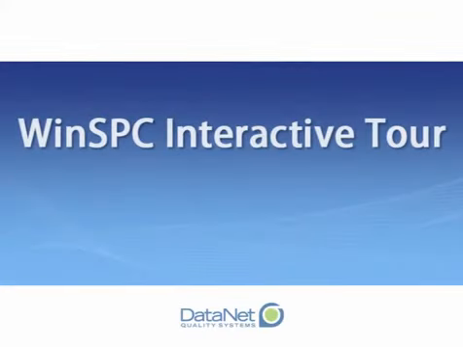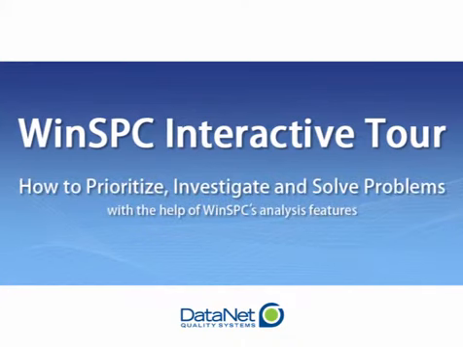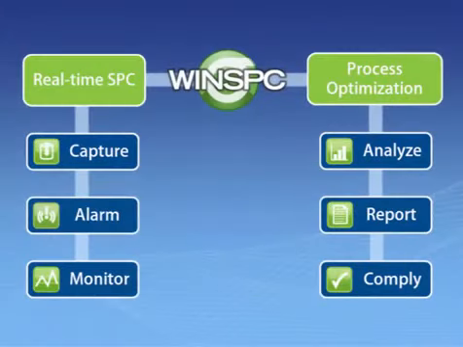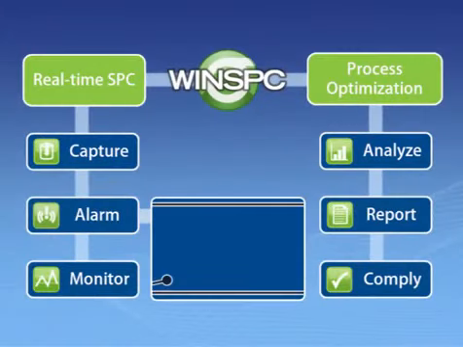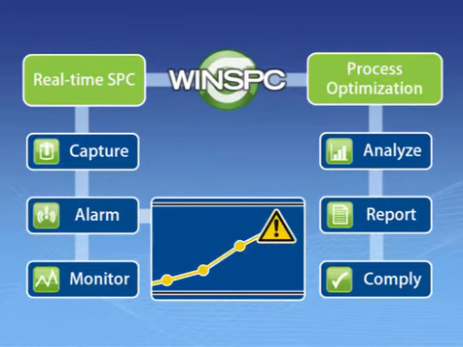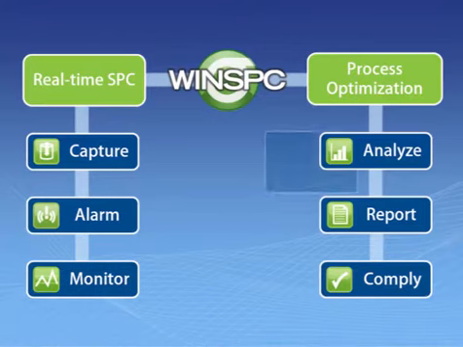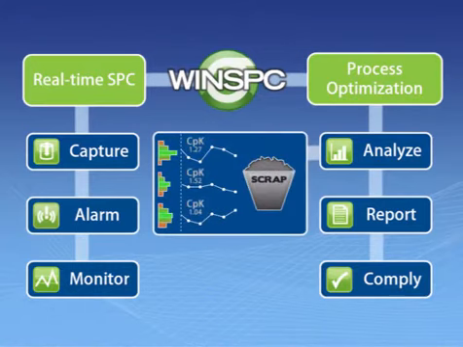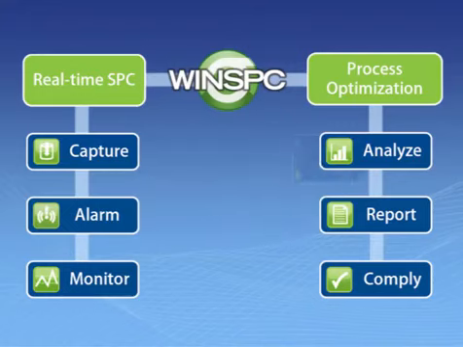Welcome to the WinSPC interactive presentation on how to prioritize, investigate, and solve problems with the help of WinSPC's analysis features. In Part 4 of this tour, you were introduced to how WinSPC's tests and triggers can forecast waste in real time. In this video, you'll see how you can examine past production to improve your processes in 3 straightforward steps with the help of WinSPC's analysis features.